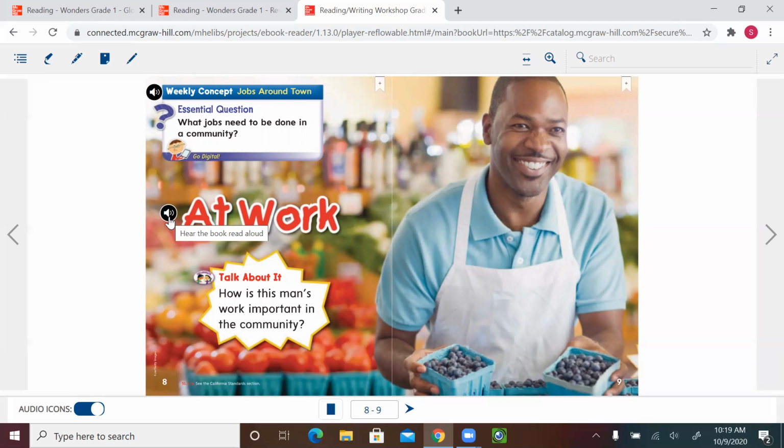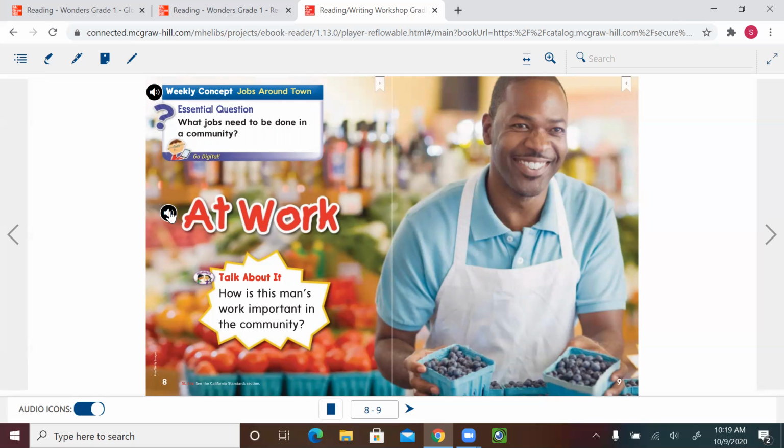So as we see over here, let's read and try to describe the picture. At work. Talk about it. How is this man's work important in the community? Okay, as you see, what is this man's occupation, or what does he do for a living? Yes, he works in a grocery store. I can tell he also works in the vegetable and fruit section.